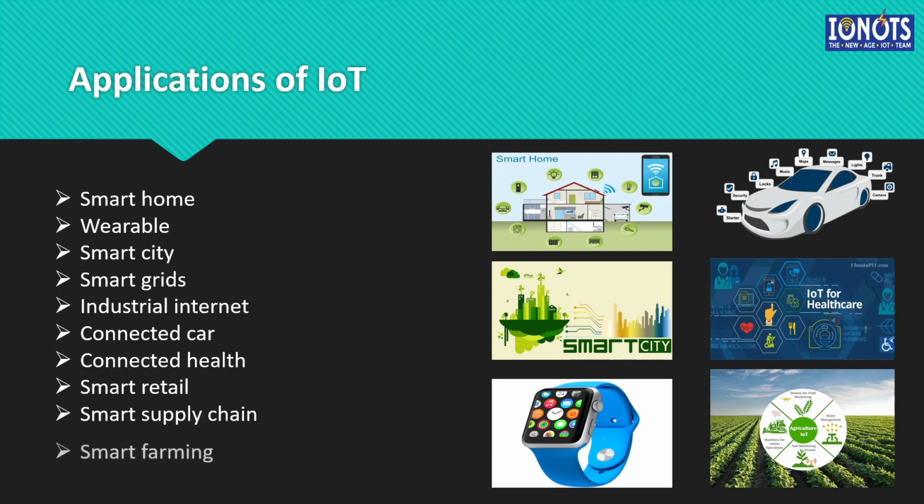And finally, number 10, smart farming. IoT based smart farming is a system that is built for monitoring the crop field with the help of various sensors and automating the irrigation system. The farmer, with the help of this particular system, can monitor the field conditions from anywhere.